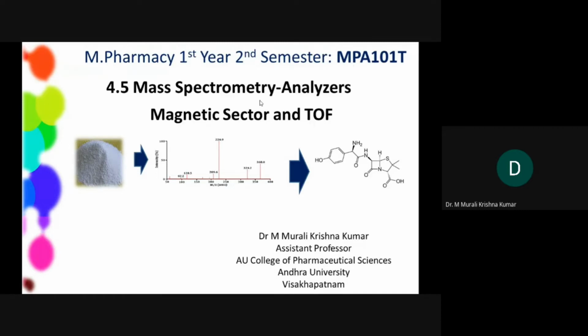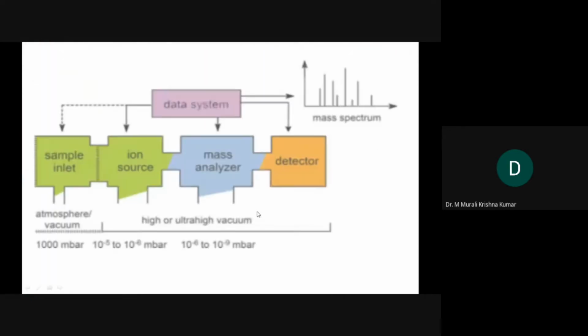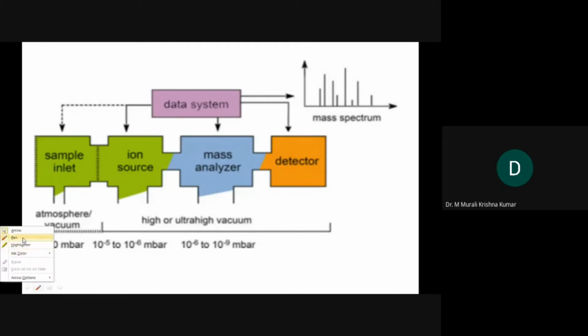So here in the mass spectrometry analyzers, we are going to see various types of analyzers and all the parameters that we have to focus on, and then their advantages and disadvantages. Okay. So basically, this is the actual layout of a mass spectrometer. In this, we have seen the sample inlet methods and ion sources, and now we are here. Okay, so we are going to understand the concepts of mass analyzer.